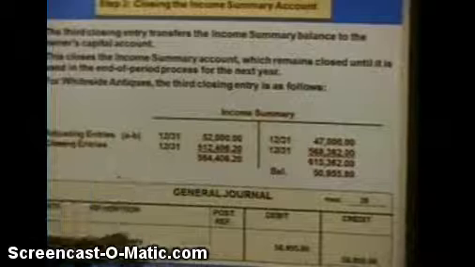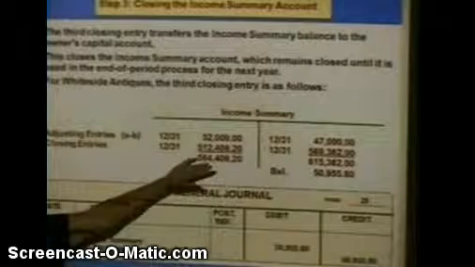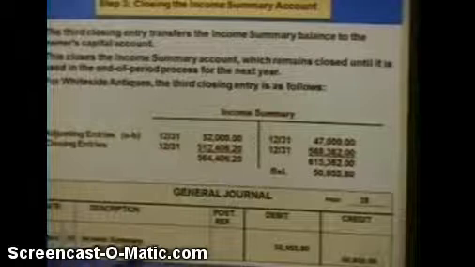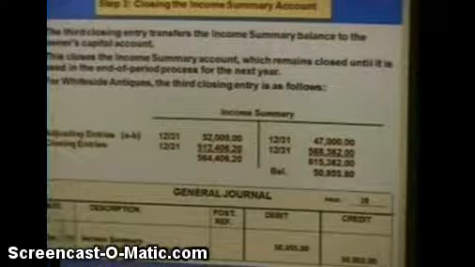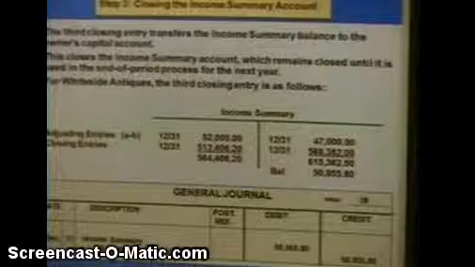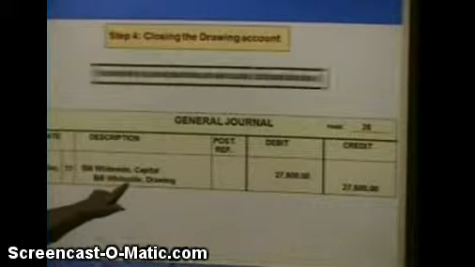And to close out the income summary, we're going to debit it for the amount in it so that it zeroes it out. And then we're going to credit capital, meaning we're moving the net income into our capital account. Then the last thing we do is close out our drawing account.